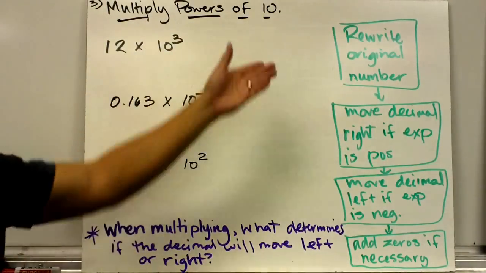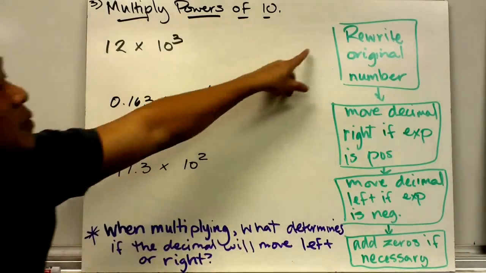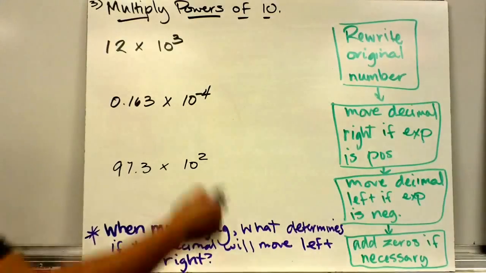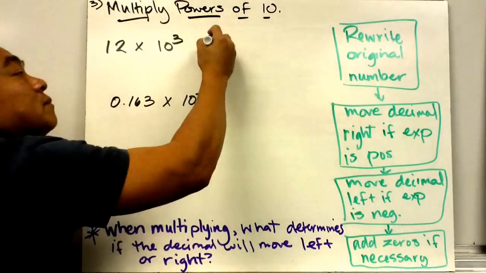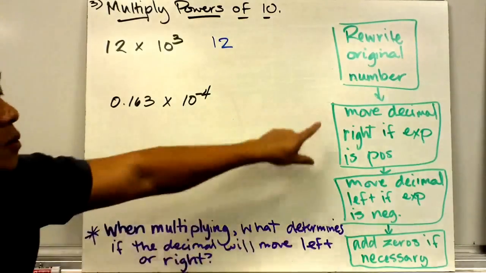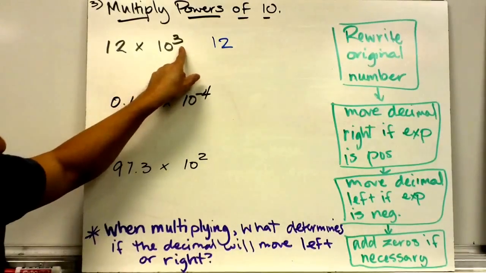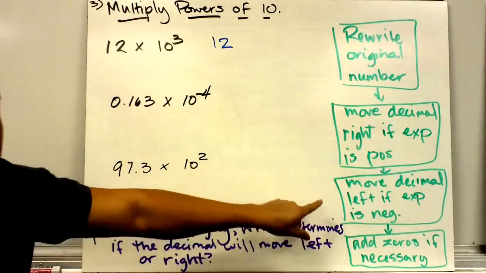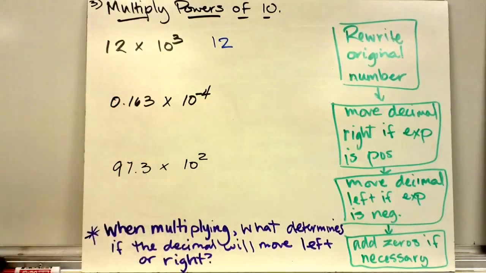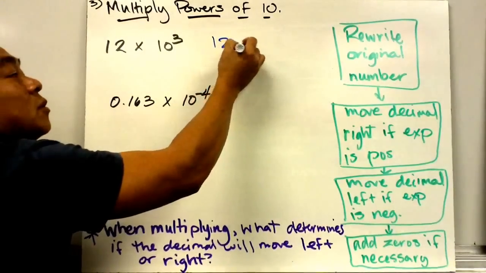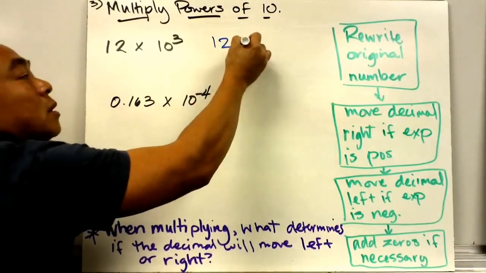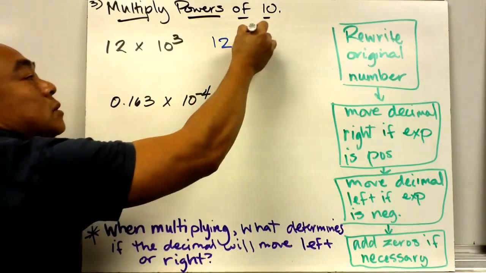Alright, so now we're going to multiply powers of 10. First off, we're going to rewrite the original number. So here's 12. Second, we're going to move the decimal right if the exponent is positive, and move the decimal left if it's negative. Since it's positive, here's 12, here's your decimal. We're going to move it right 3 times. 1, 2, 3. Put zeros.